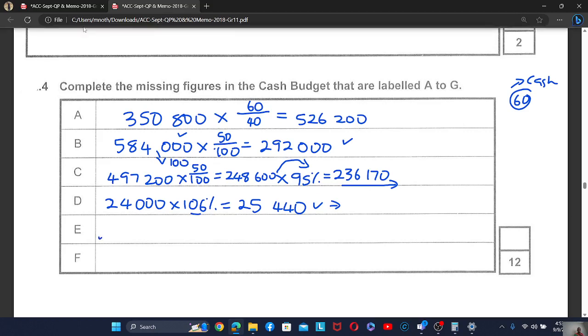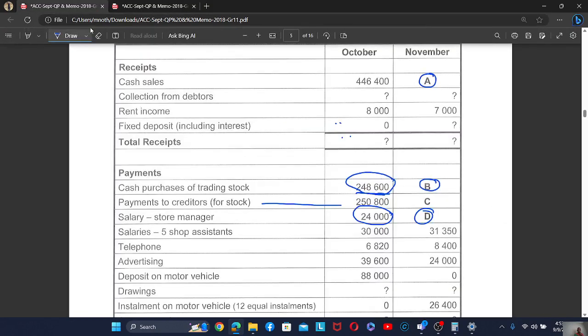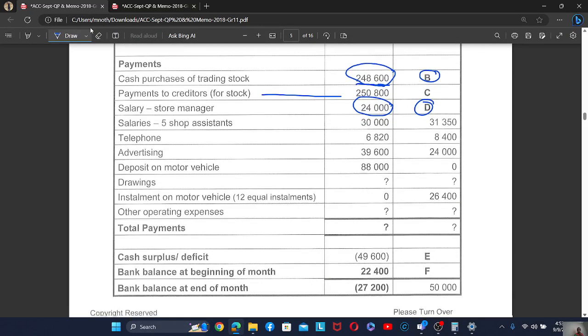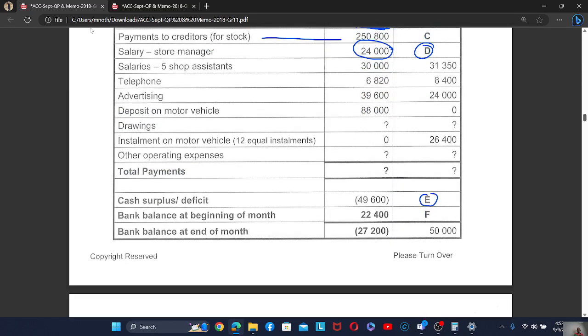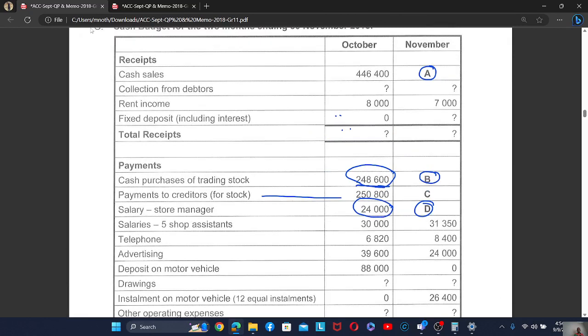And then letter E. Where's letter E? Oh, it's here. So letter E, we are looking for the cash surplus or deficit. We have to work out everything, because to get the cash surplus or deficit, we need the total receipts and the total payments. So let's do them.